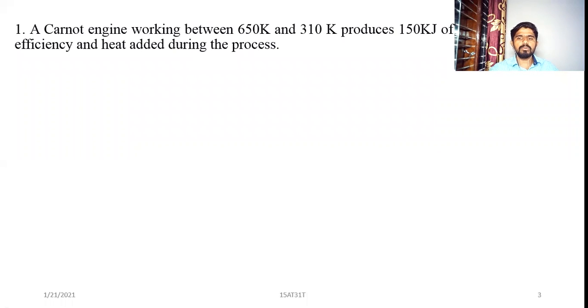Before attending this session, please be ready with your notebook, pen, as well as a calculator. I'll dictate the problem, you note it down. A Carnot engine working between 650 Kelvin and 310 Kelvin produces 150 kilojoules of work. Find thermal efficiency and heat added during the process.